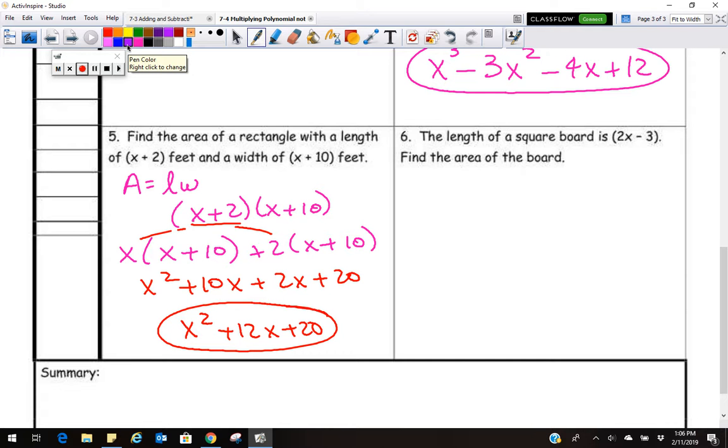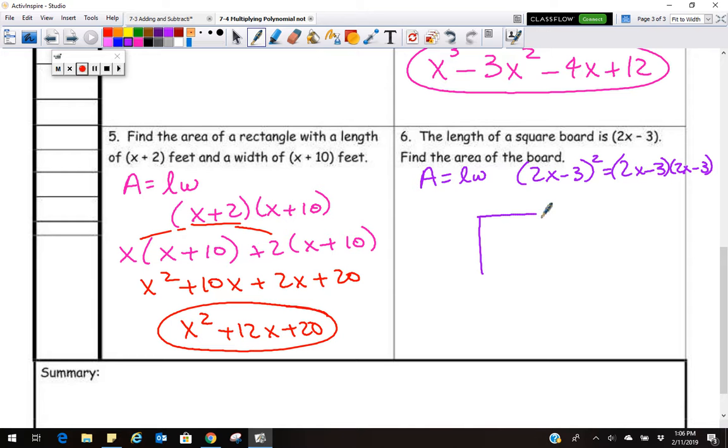Number 6, find the area of a square board. The length of the square board is 2x minus 3. So again, length times width, but that means they're both the same, so it's that squared, which means 2x minus 3 times 2x minus 3. And let's go ahead and do this one with the box method. I'm showing you both of these. You can use whichever one you prefer when you're doing your work.